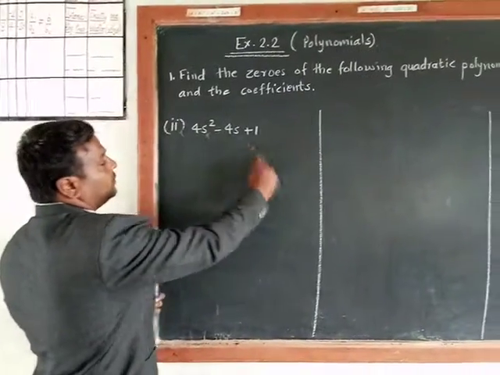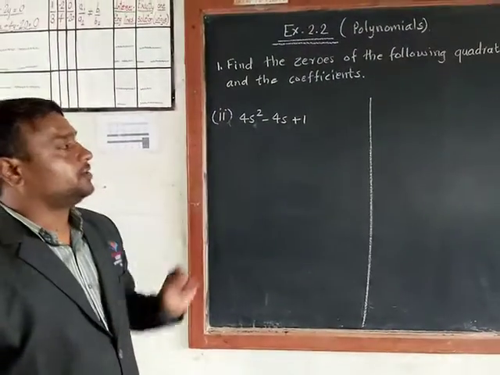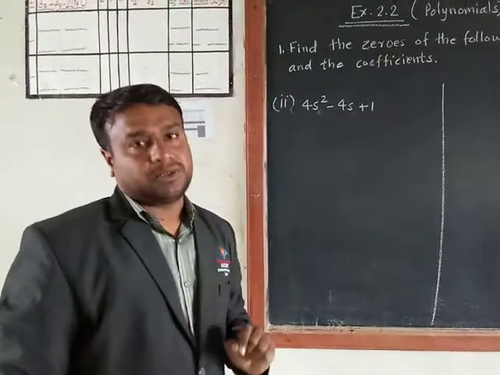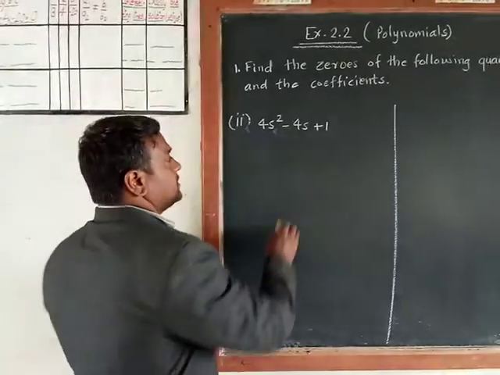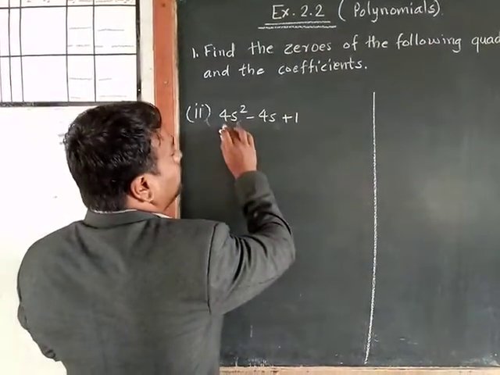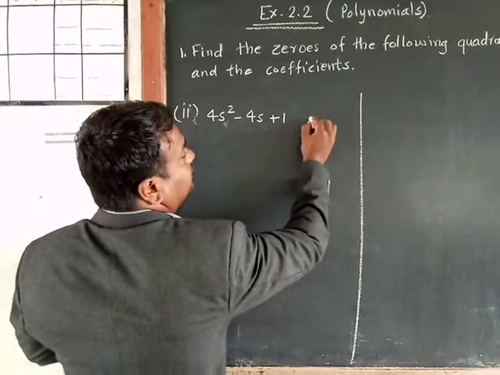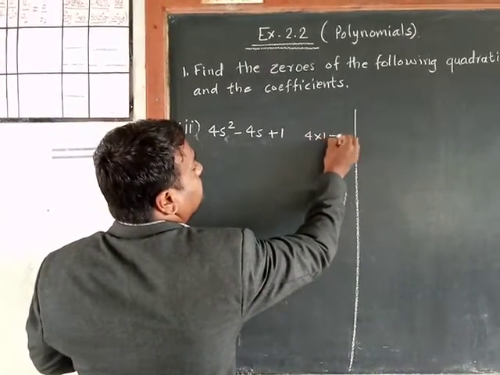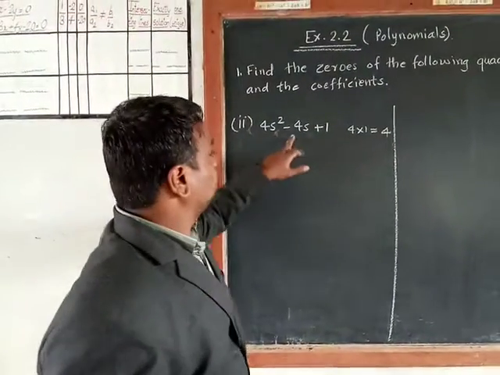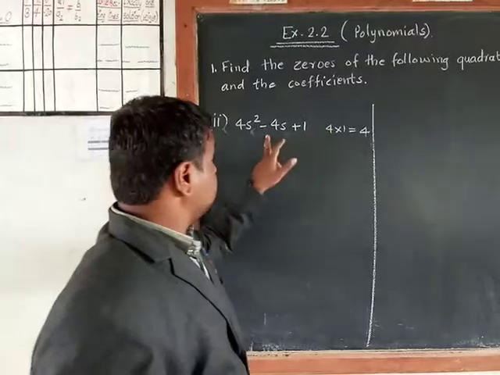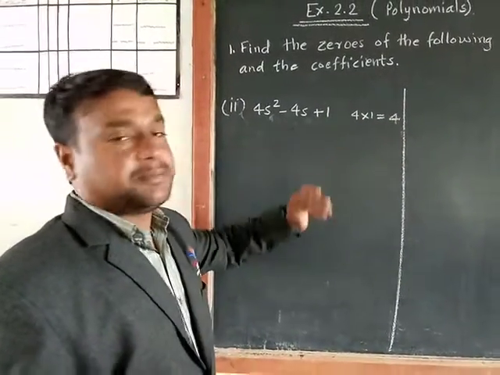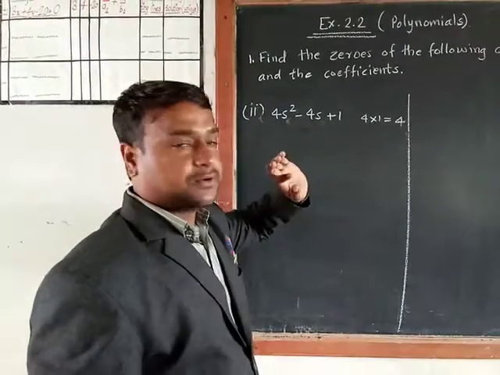We are going to find the zeros of this quadratic polynomial by the splitting the middle term method, also known as the factorization method. So first, let's solve this example. 4 into the constant term, that means 4 into 1, is equal to 4. To split the middle term, I have to find two numbers whose multiplication is 4 and whose addition is minus 4.